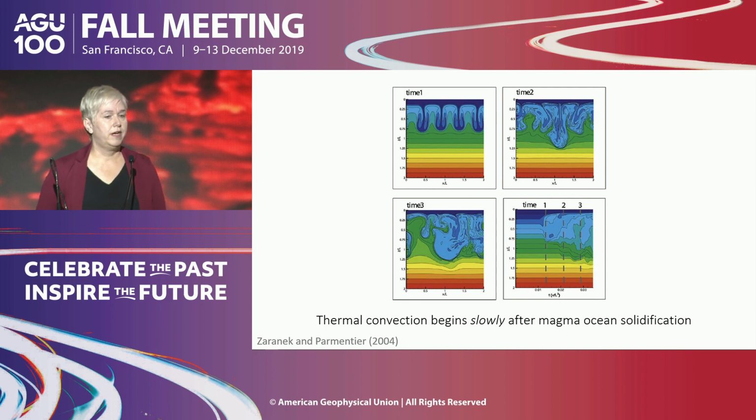Now, thermal convection only begins slowly after magma ocean solidification. This is work by Sarah Zaranek and Mark Parmentier. There are 3 time slices, and then the fourth square on the bottom right has time as its bottom axis.